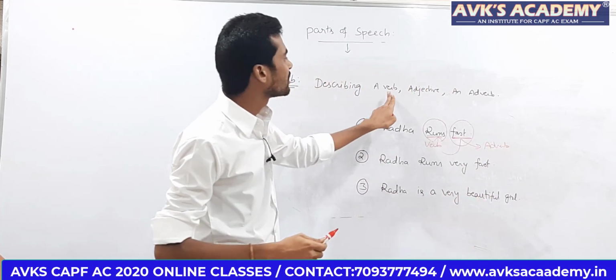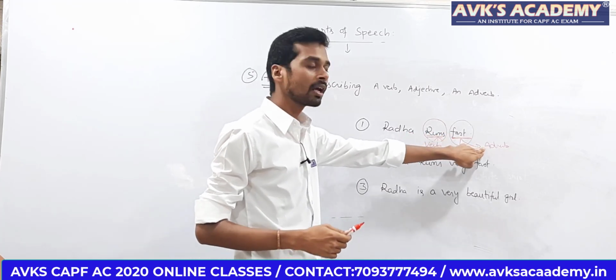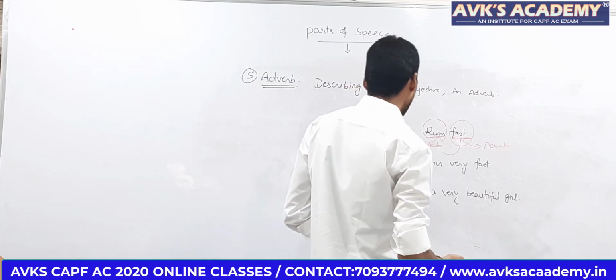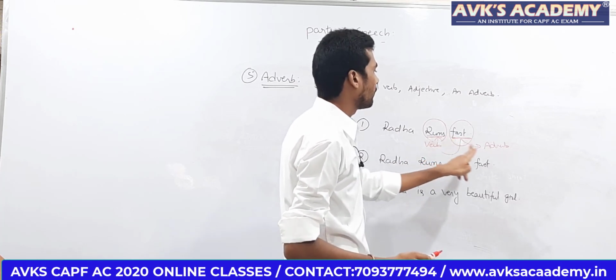Okay, anything which describes a verb. Here it is, this fast describing what? Run. That's why it becomes what? Adverb. Okay, coming to the second example. So Radha runs fast. In this example, runs is a verb and fast is an adverb.